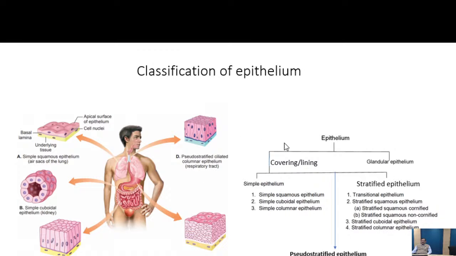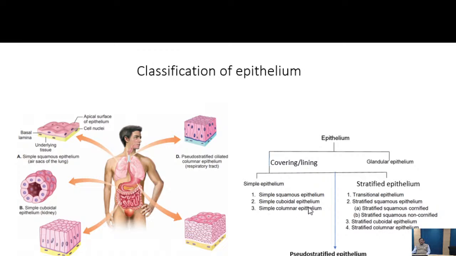Do you know where the simple squamous epithelium will be present? The simple squamous epithelium will be present on the inner lining of the blood vessels, inner lining of the heart, inner lining of the alveoli of the lungs, inner lining of the serous membranes. So there are a number of areas where the simple squamous epithelium is present.